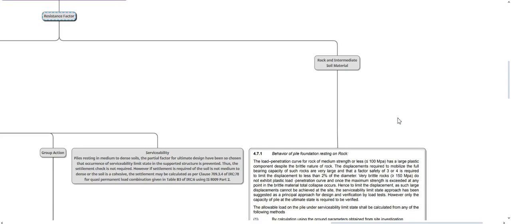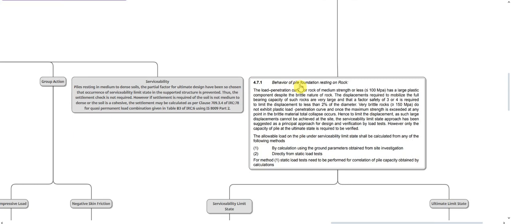Hello friends, welcome back. We shall continue our discussion on IRC 78 Part 2, the limit state design of foundation. Till now we have covered the open foundation and pile foundation resting on soil for both cases of tension and compression. Now we shall continue with the piles resting on rock or intermediate soil. So we'll start with the compression first.